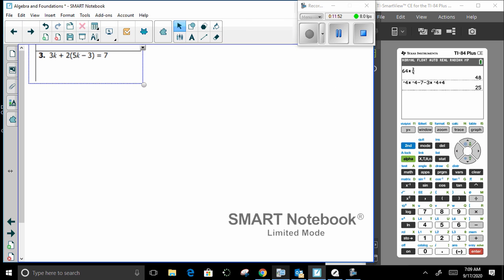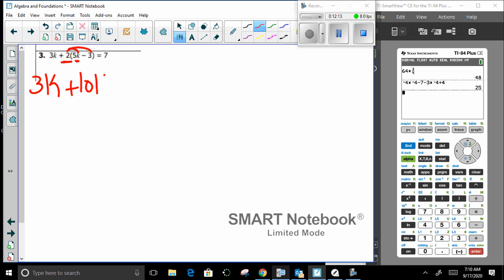All right, when you've got multi-step equations, the first thing to do is check to see if you can distribute. In this situation, I can. I am distributing that positive 2, so go ahead and put it in. So leave my 3k. Positive 2 times positive 5k is positive 10k. Positive 2 times negative 3 is minus 6.